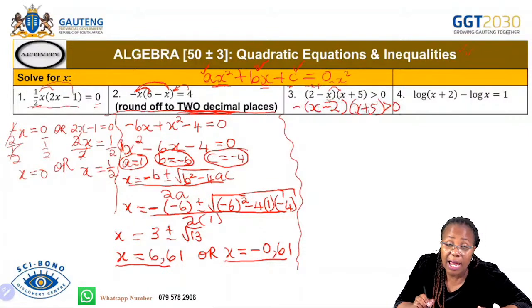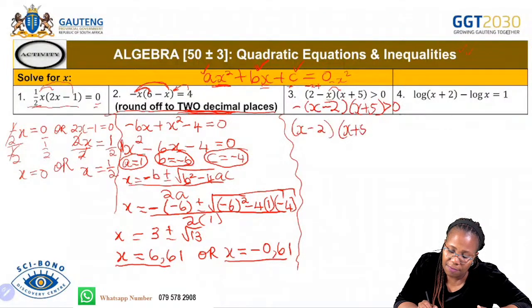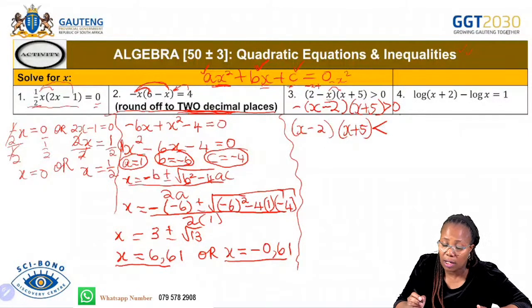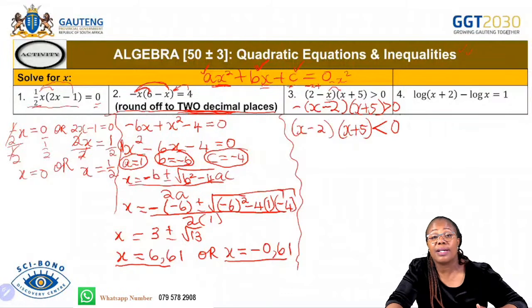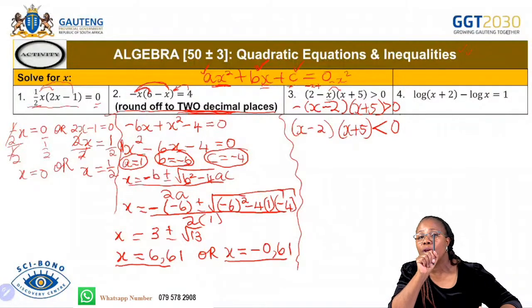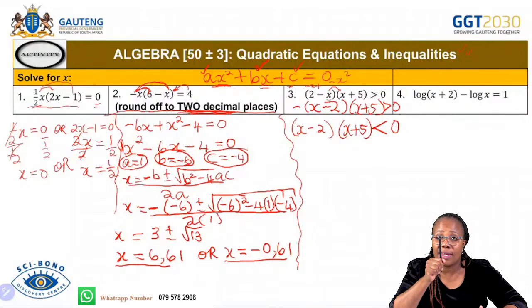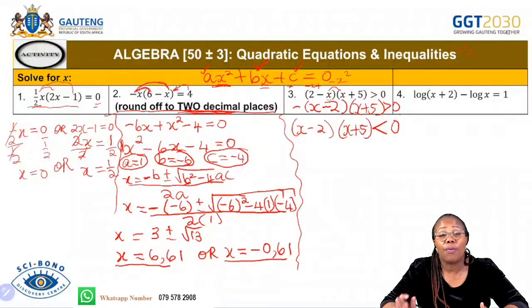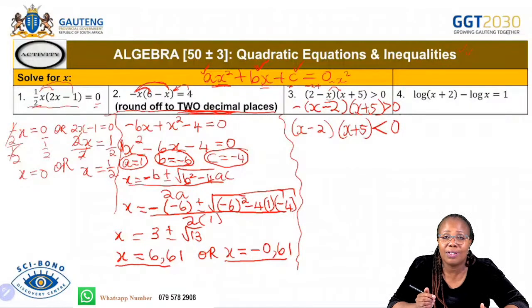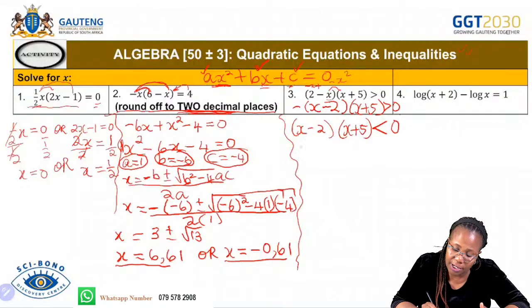So the left hand side multiplied by negative will end up with x minus 2, x plus 5. But now the inequality sign will be less than 0 instead of being greater than. Only when you are multiplying or dividing by a negative, it's only then that your inequality sign will change. Happy now. Our x's are now positive. We can now look at the critical values.